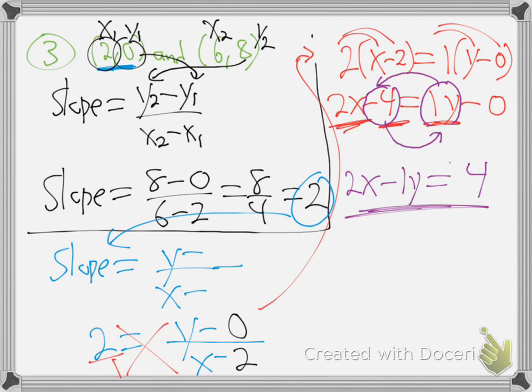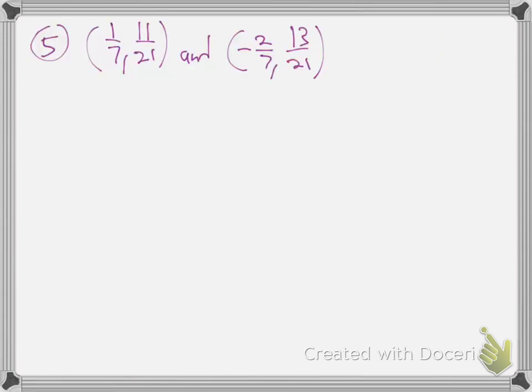You okay with that last maneuver there? Right? The positive 1y jumped to the left, became negative 1y. The negative 4 jumped to the right, became positive 4. Plus 0, or minus 0, which does nothing. Good. All right. There you go.